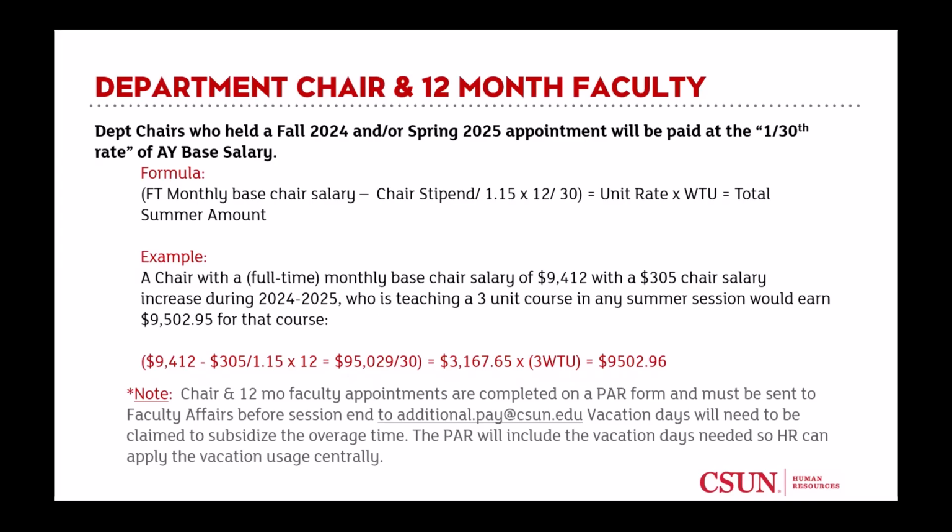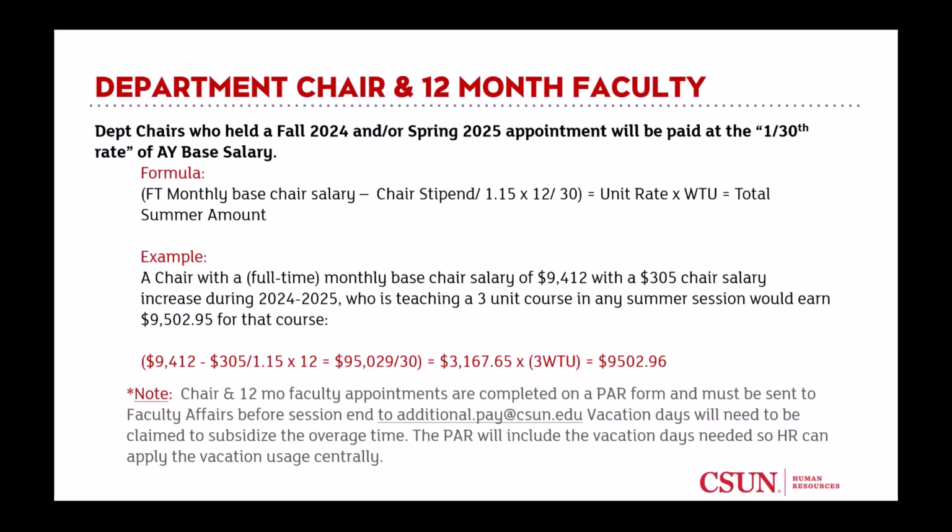Okay, for chairs, I mentioned you take away the stipend, and when you take away the stipend, what that gives you is the 12-month rate, right? To get them to the academic year rate, you divide that by that 15%, which is 1.15. That will get you to the academic year monthly salary. You multiply that times 12, and then divide it by 30. So it's the same principle: multiply times 12, divide by 30.